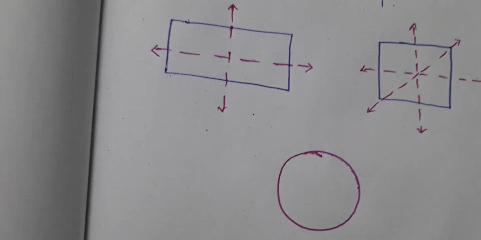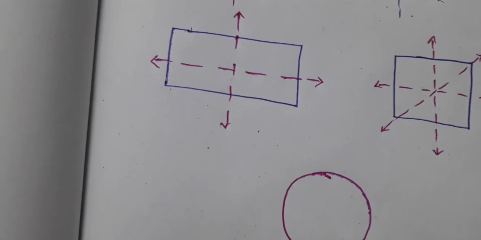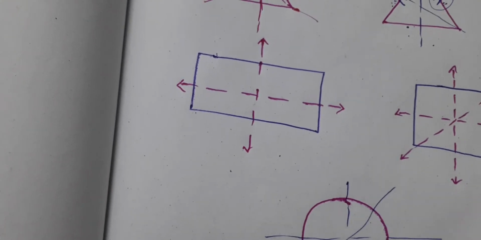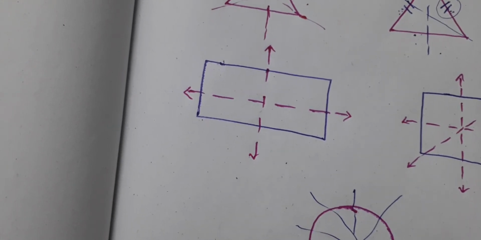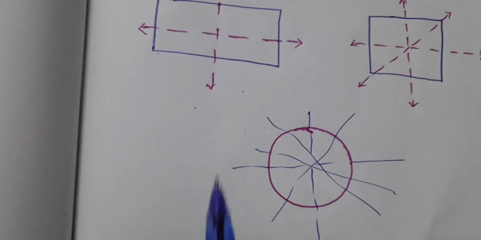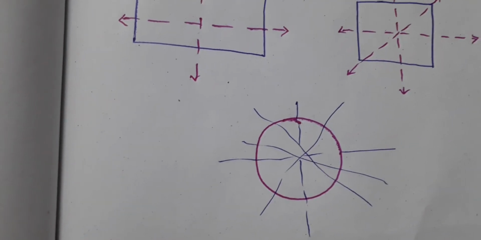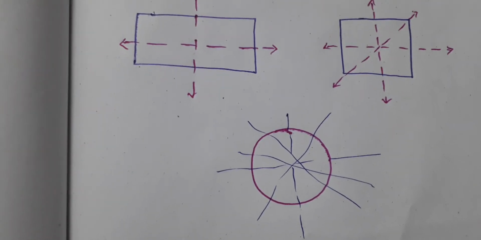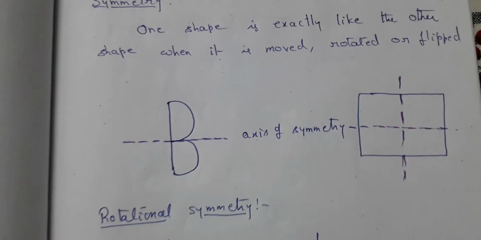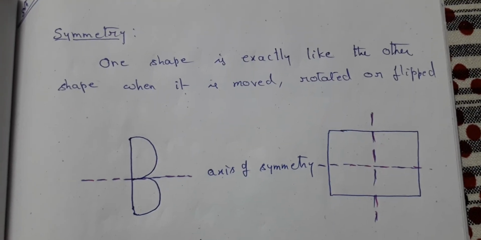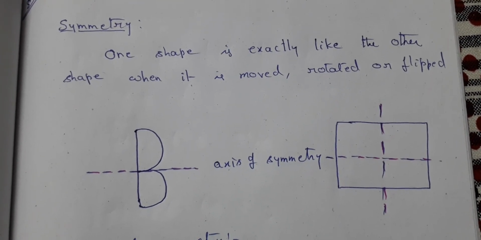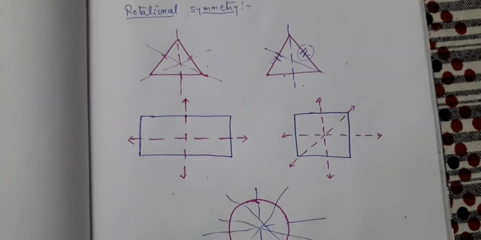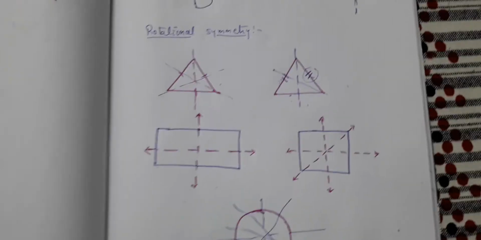Now if it is a circle, infinite axes of symmetry, rotational symmetry will be there. Any direction, anywhere, about any axis, so it shows similar symmetrical relationships, right? So this is about rotational symmetry. So now take the screenshot. Symmetry, axis of symmetry, examples, then rotational symmetry, examples.